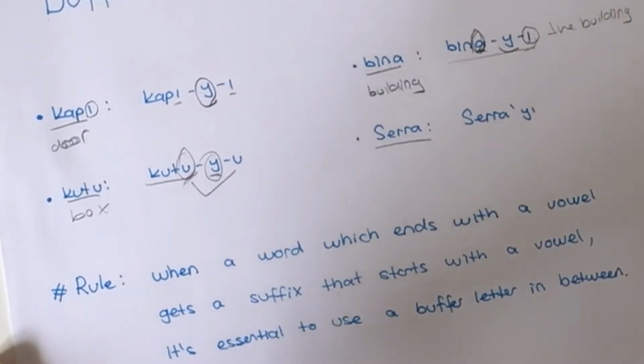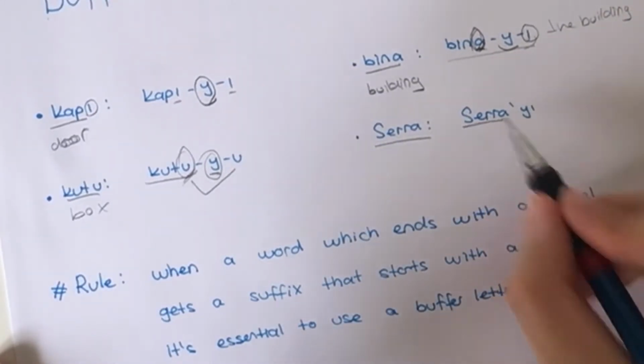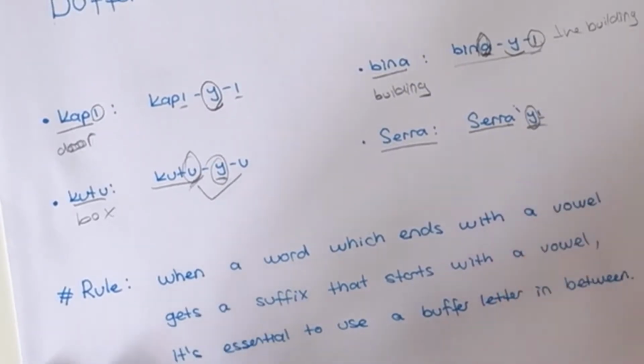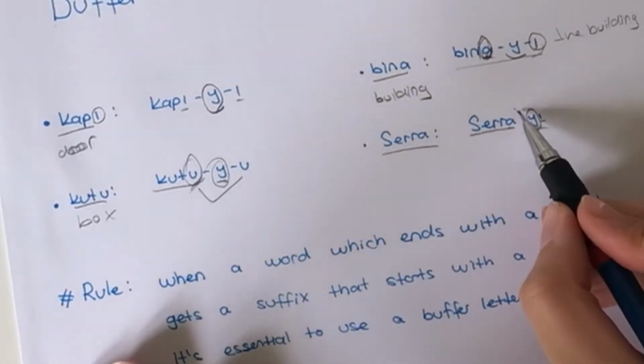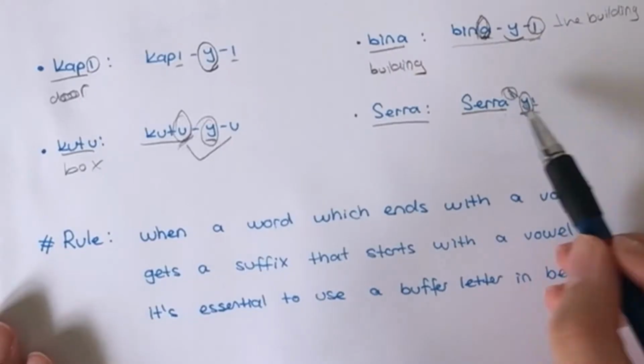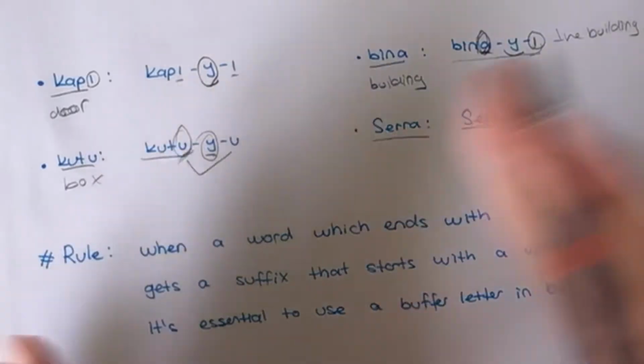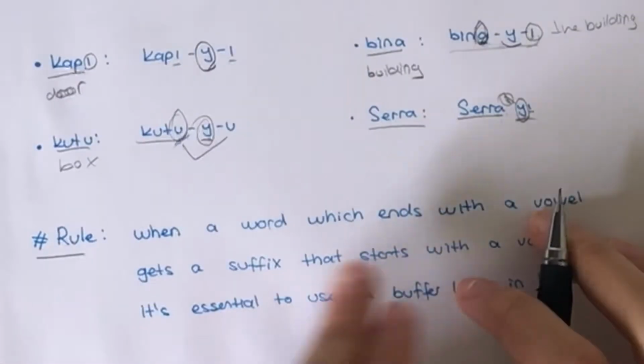Serra, this is my name, so Serra'yı. I used Y in between two vowels, and I also separated with an apostrophe. We use this with names, countries, and cities. We separated even more. Let's give an example.